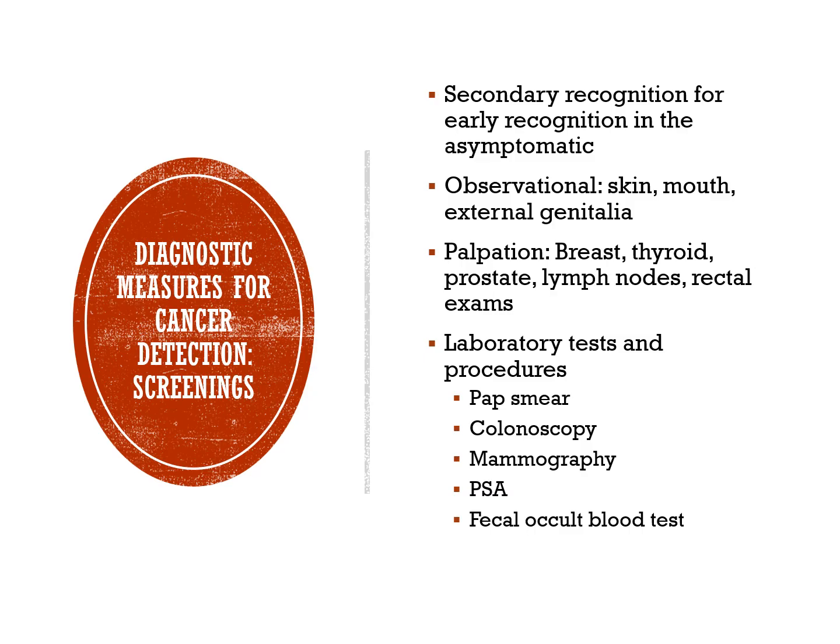And we also have laboratory tests and procedures that fall into this screening method. So things like pap smears, where we collect cells from inside the cervix to look for abnormal growth. Colonoscopy, where we go in with a scope and visualize the inside of the colon looking for any cell growth. Mammography, which uses X-ray to look for any tumor formation or growth within the breast tissue.